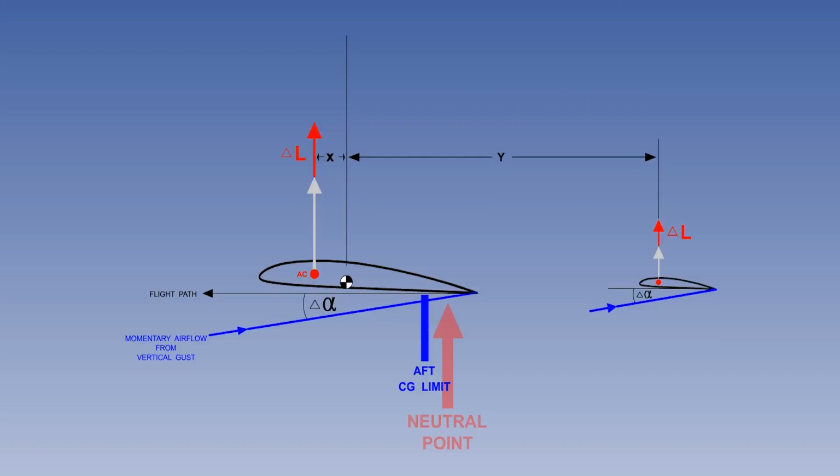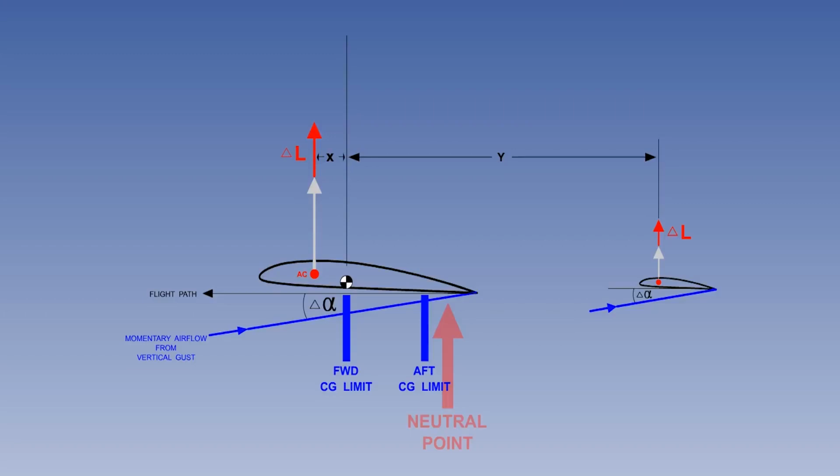So, in addition to the effect of CG position on longitudinal static stability, we must also consider the effect of CG position on the ability of the pilot to maneuver the aircraft in pitch, and the stick forces required. Consequently, to ensure minimum ability for the pilot to maneuver the aircraft in pitch, plus ensure the stick forces are not too high, a forward CG limit is required.